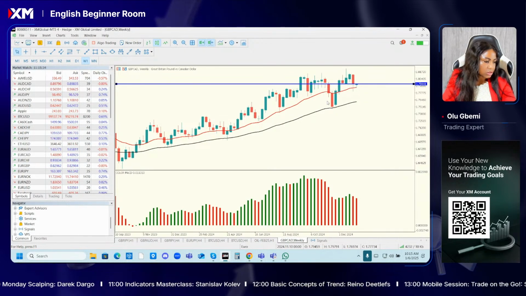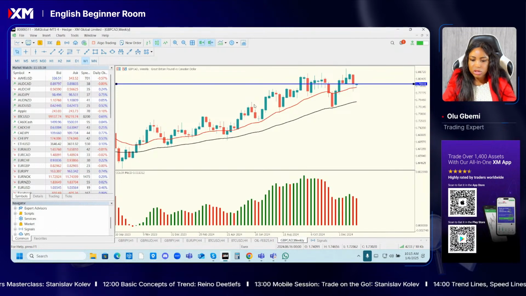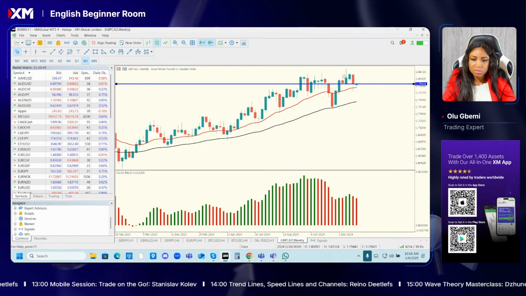The instrument you just analyzed on weekly has a divergence. Yes, it has. Do I call this a divergence? This is not the higher high, but let me see.